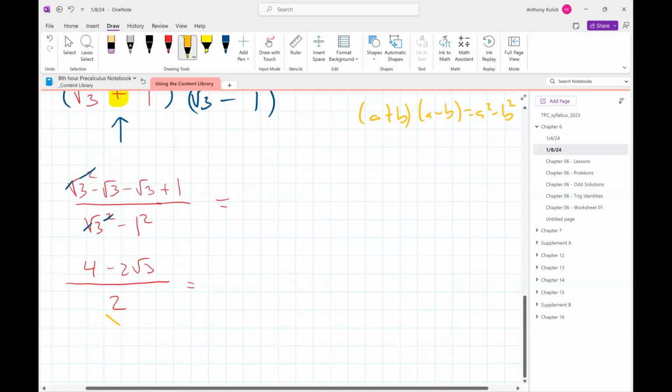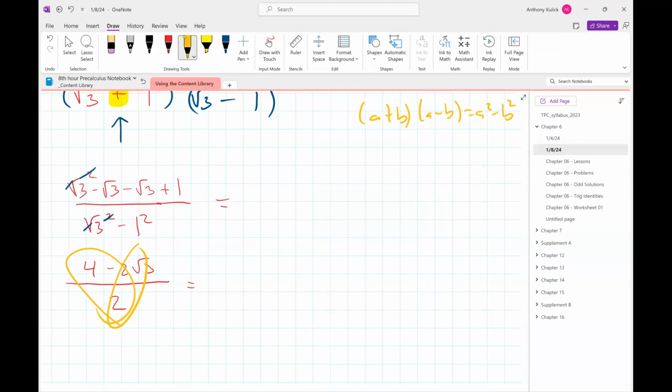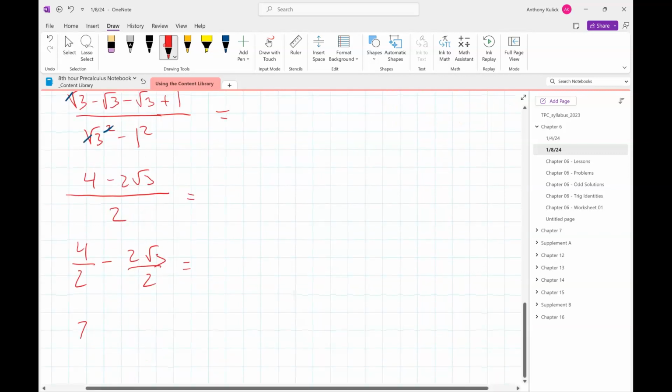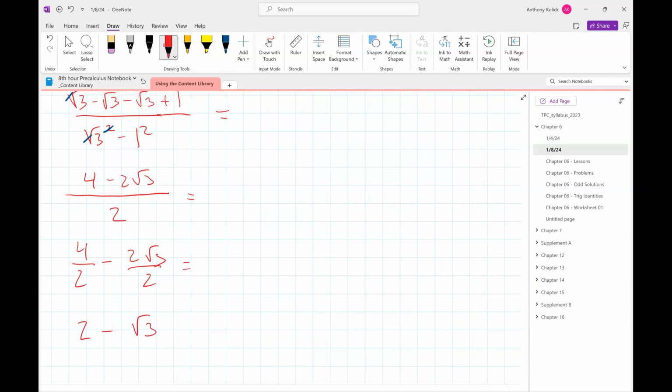And here I'm going to notice that, hey, the coefficients for each term in the numerator are divisible by 2. So it means I can reduce this. To do that, I can just think about writing this single fraction as two fractions with the same common denominator. And I can reduce the 4 over 2 to just be 2, and the 2 root 3 over 2 to just be root 3. And that guy should be my final answer.